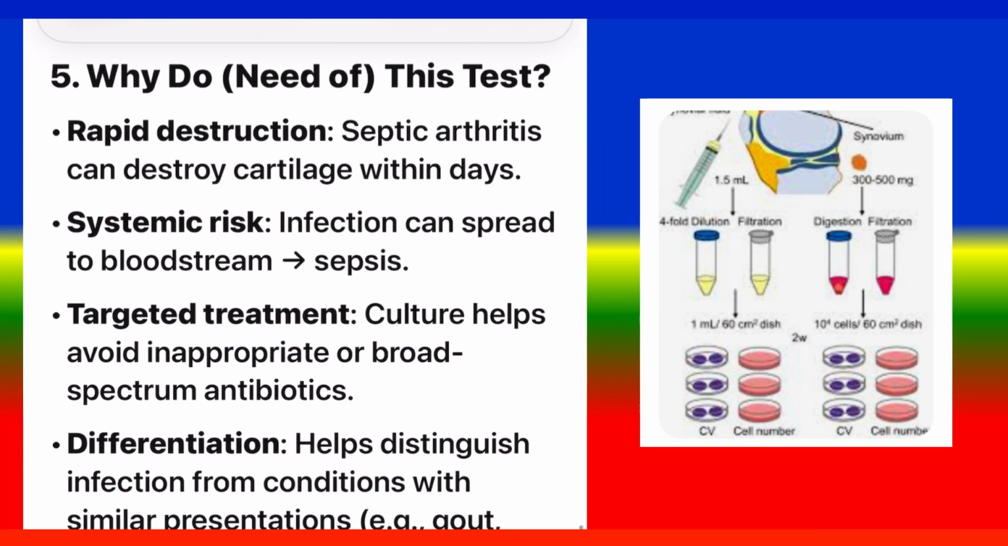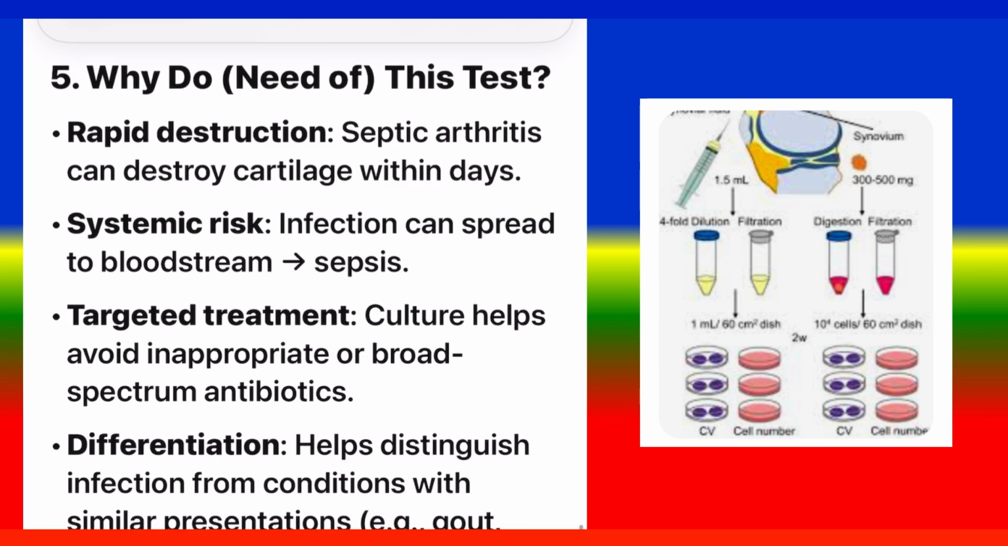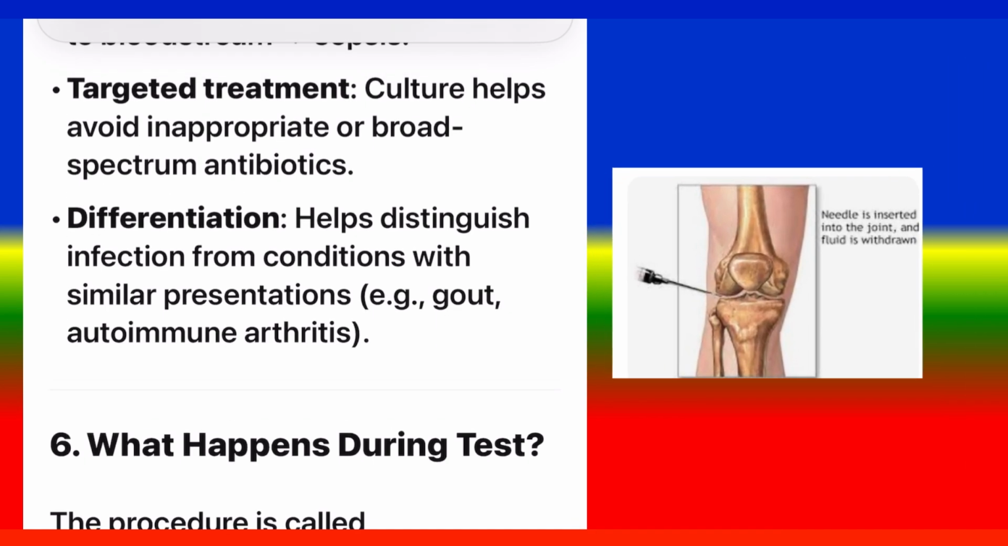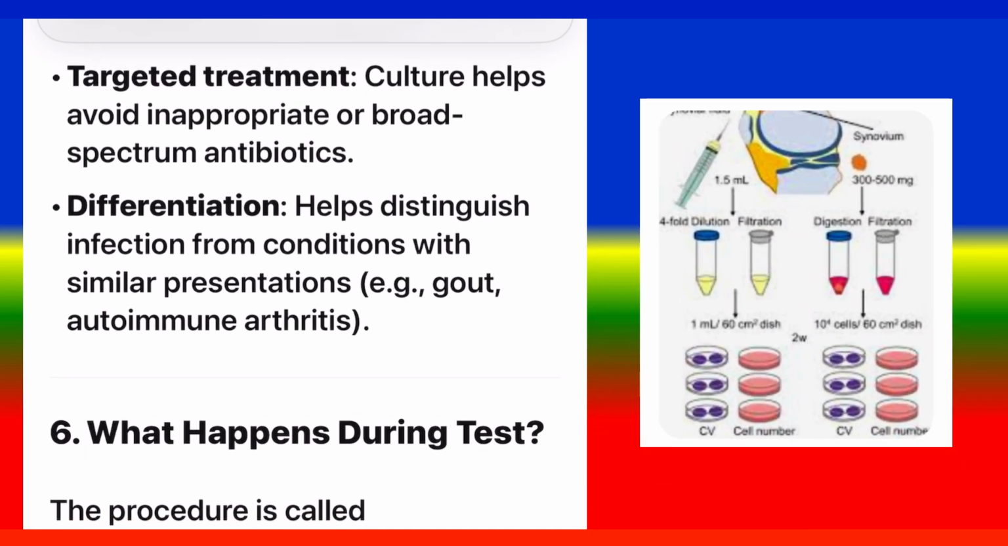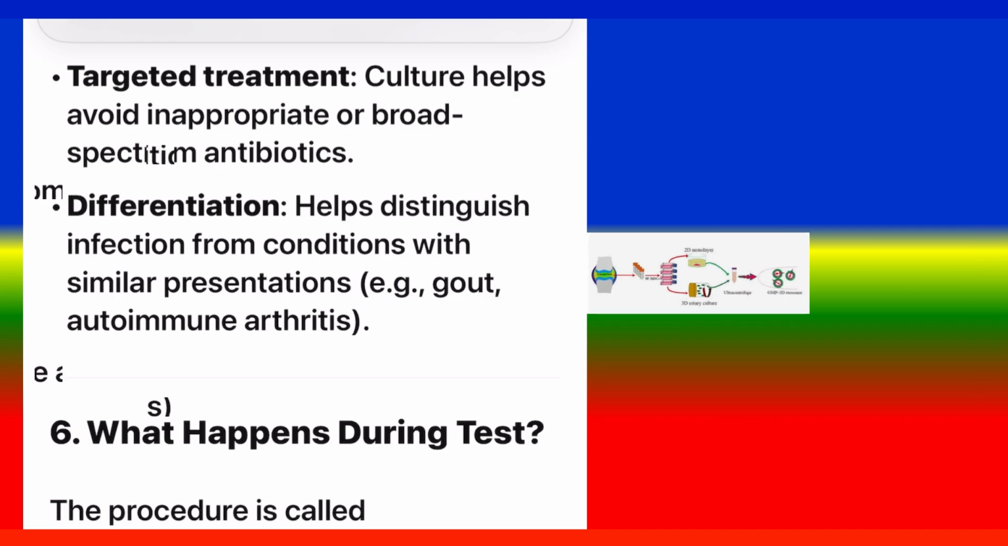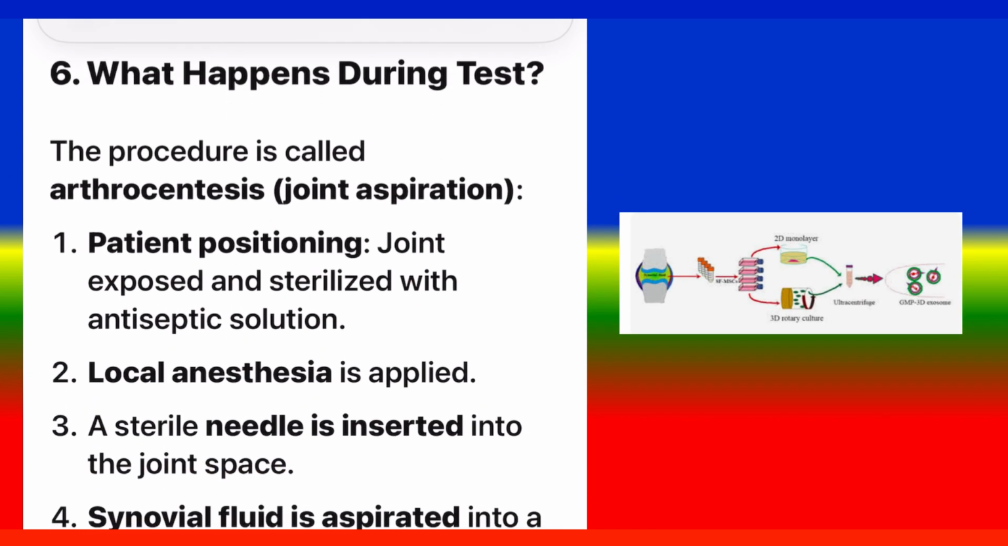5. Why do we need this test? Rapid destruction. Septic arthritis can destroy cartilage within days. Systemic risk. Infection can spread to the bloodstream, causing sepsis. Targeted treatment. Culture helps avoid inappropriate or broad-spectrum antibiotics. Differentiation helps distinguish infection from conditions with similar presentations, e.g. gout, autoimmune arthritis.